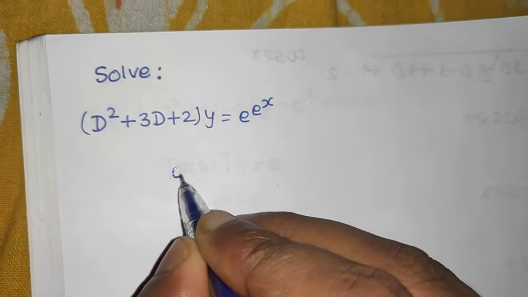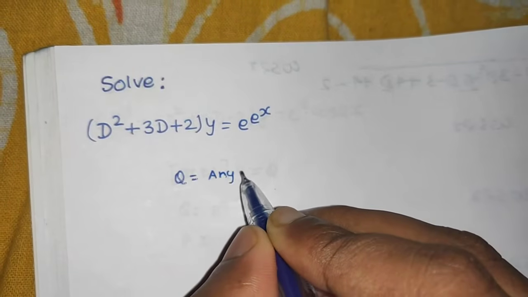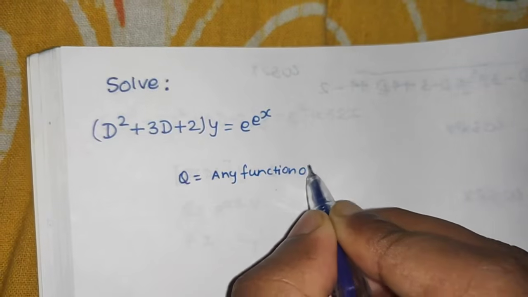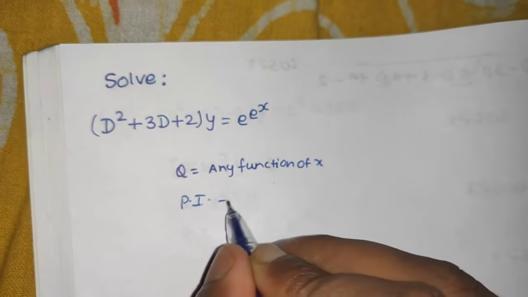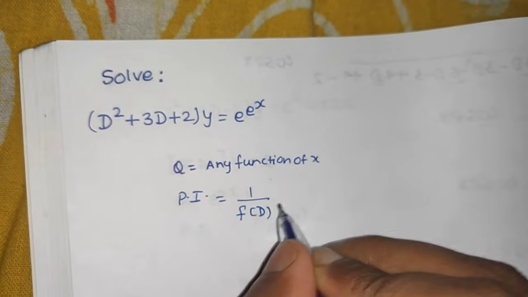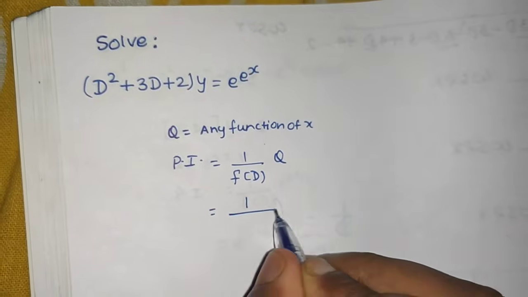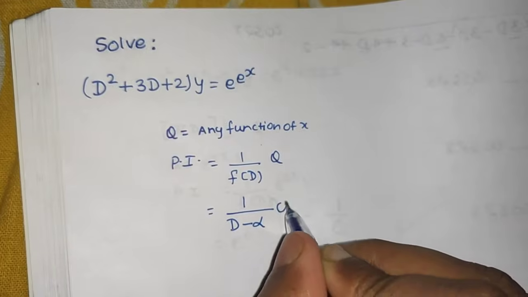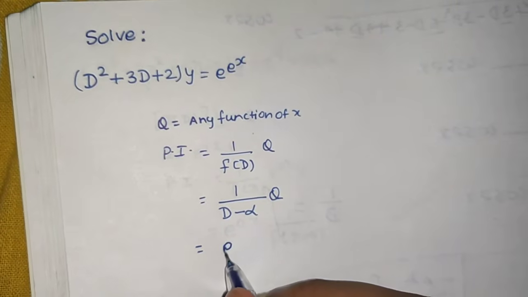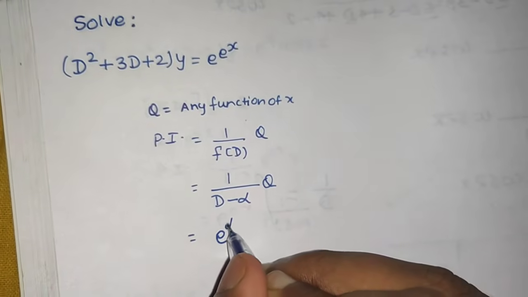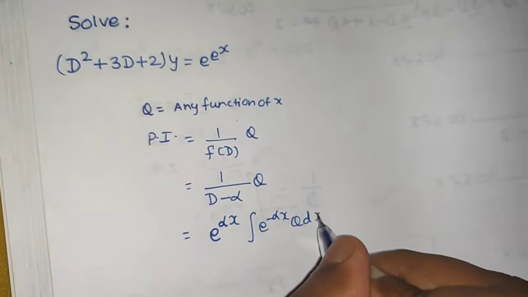You all know that in case the Q, which is the right hand side, equals any function of x, then what we do is we write the particular integral as 1 upon f of D operating on Q, and now we write this in the form of linear factors, so 1 upon D minus alpha operating on Q. Now after this step, we write this in the form of an integral: e power alpha x, integral of the opposite sign, e power minus alpha x into Q dx. So this is the basic rule.